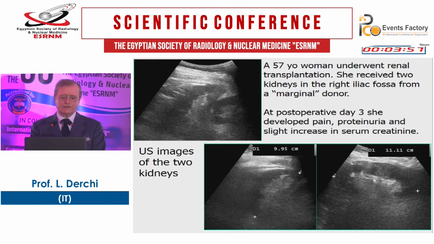In a clinical case, a 57-year-old woman underwent renal transplantation. She received 2 kidneys, here and here, in the right iliac fossa from a marginal donor, who was an old patient. On post-operative day 3, she developed pain, proteinuria, and slight increase in serum creatinine. I was called to make an ultrasound examination, and these are the 2 kidneys, the upper and the lower one.